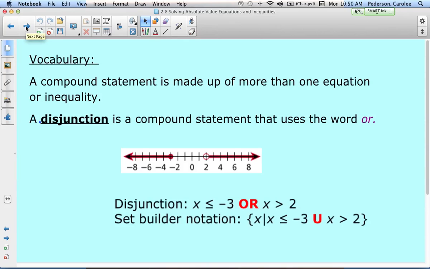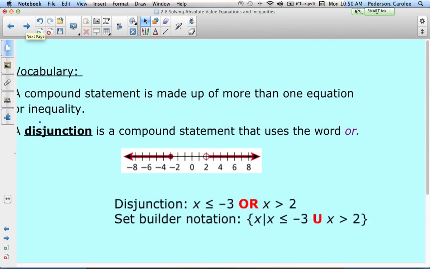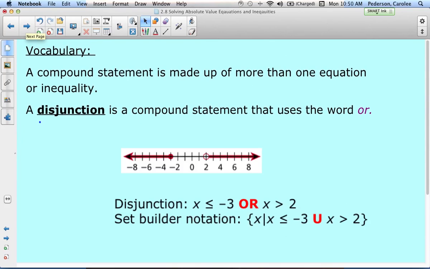So here's vocabulary for you. A compound statement is made up of more than one equation or inequality. In this case, a disjunction is a compound statement that uses the word or. So if you could just go ahead and highlight the word or here in your notes. And it means disjunction. And here's an example of a disjunction, where we have a number line and we have two pieces. We have this part of the inequality that's graphed out and then this part here. How you read this is x is less than or equal to negative 3 or x is greater than 2.